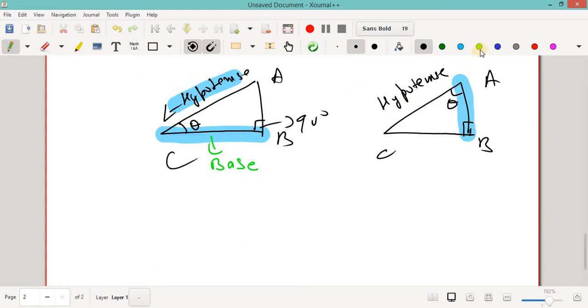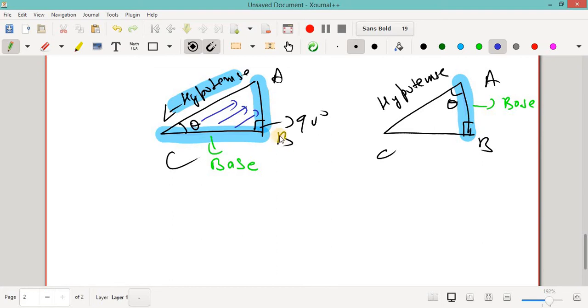In this case, this will be my base. So base will change according to the theta, that is, the angle that I'm taking in the triangle. Hypotenuse is fixed. And if this is my base, the side that is opposite to theta, again I'm repeating, the side that is opposite to theta. I'm talking about this one. This is the side that is opposite to theta.